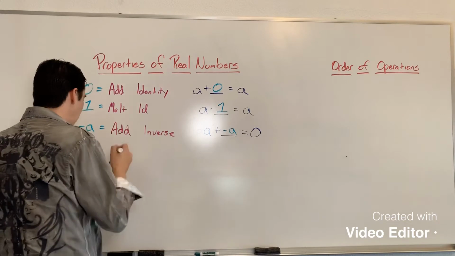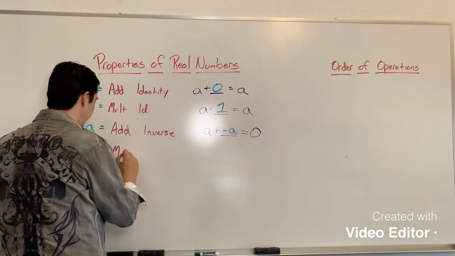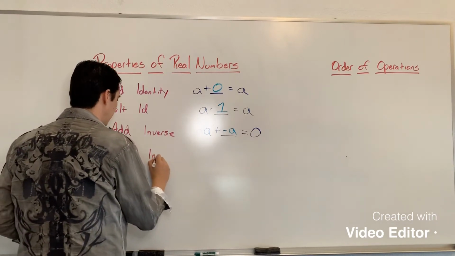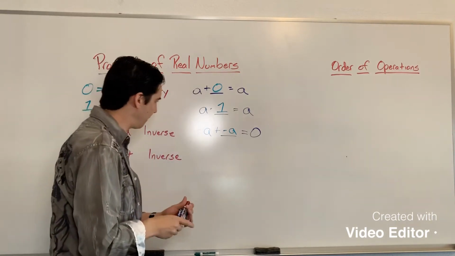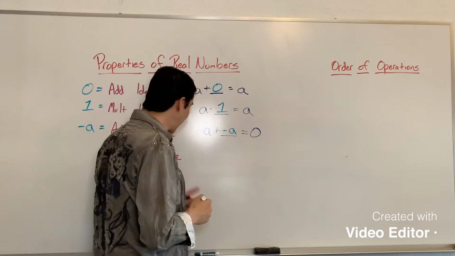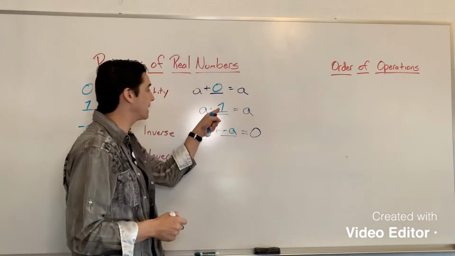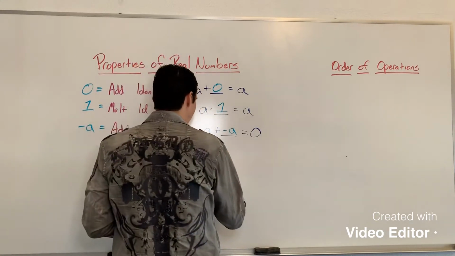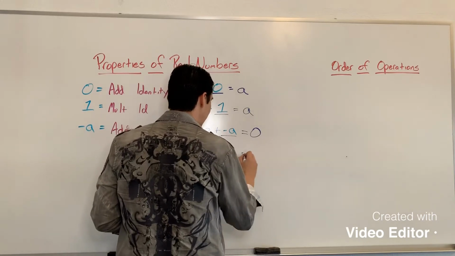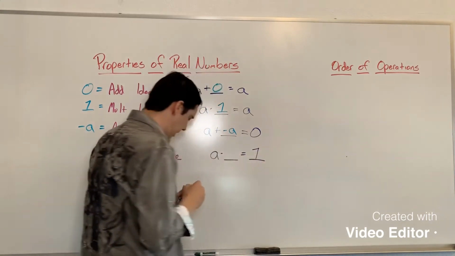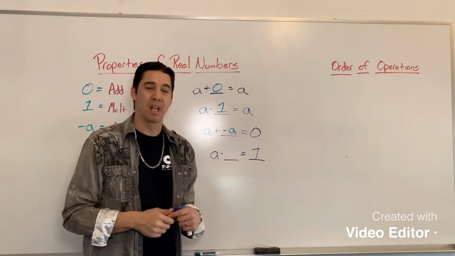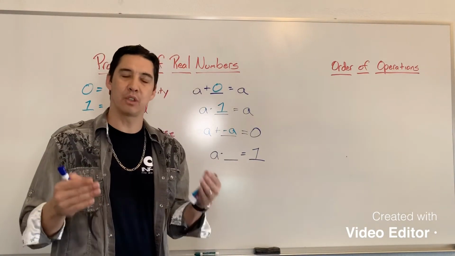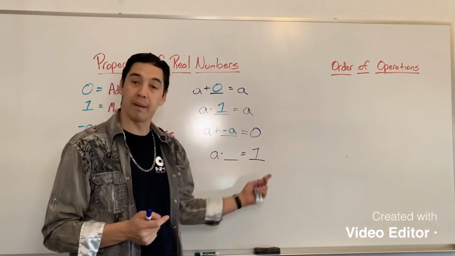So what would be the multiplicative inverse? This is even tougher to see. Can anyone figure it out? First of all, what are we saying with the inverse? How do we get back to the identity, right? So A times what is equal to 1? This should ring a bell with your vocabulary. The reciprocal is two numbers whose product is 1.